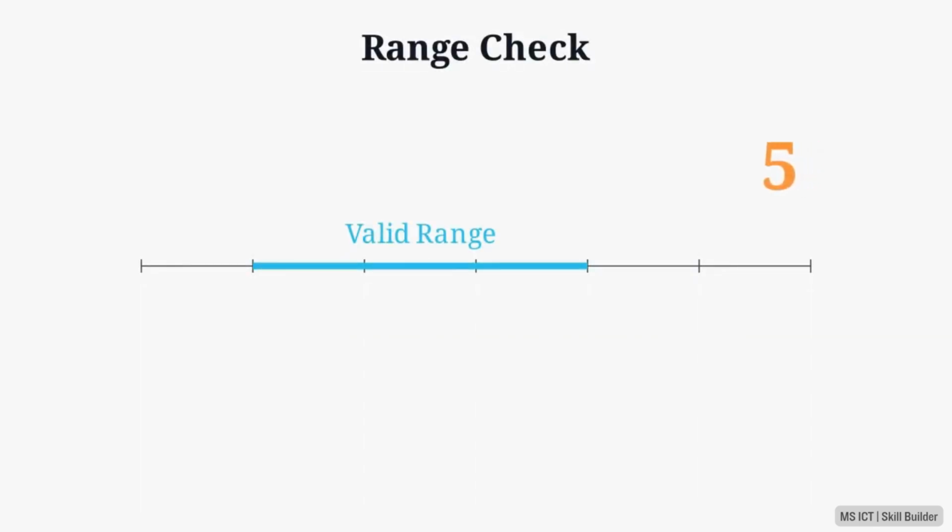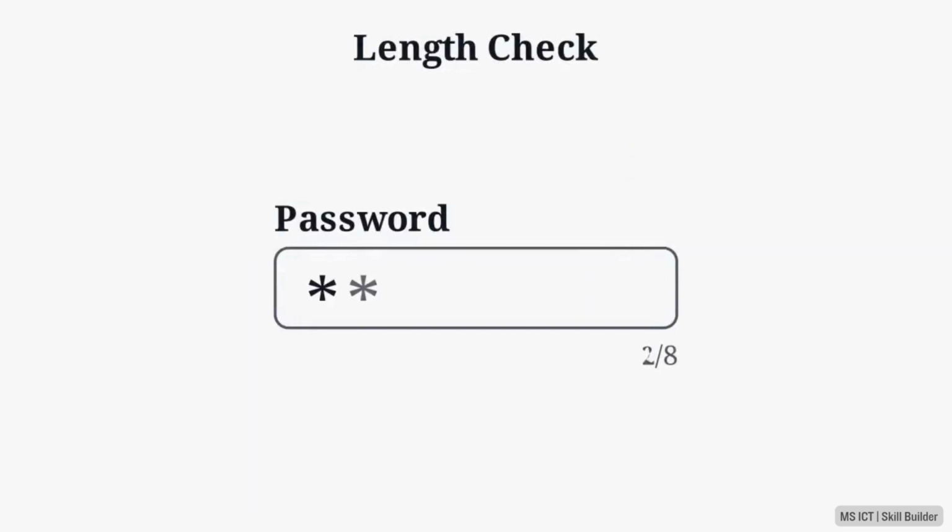Then, the user selects their lobby size. We use a range check. The input must fall mathematically between specific upper and lower bounds. If our limit is 1 to 4, an input of 5 gets blocked.